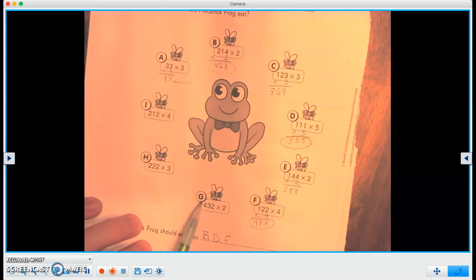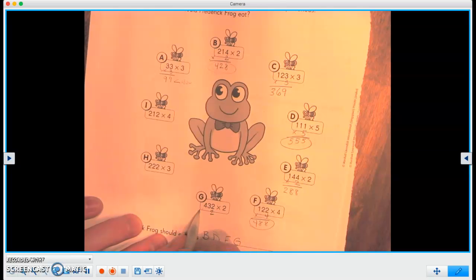I can tell you already G is going to be a fly to eat, because we're starting at 400 and making it larger. So that's going to have to be over 400. 2 times 2 equals 4. 3 times 2 equals 6. And 4 times 2 equals 8.